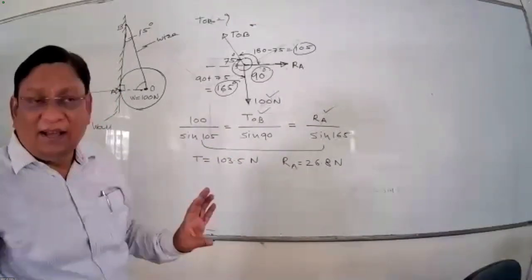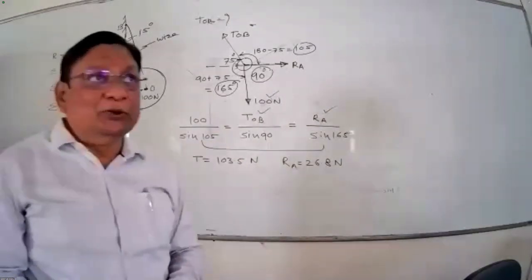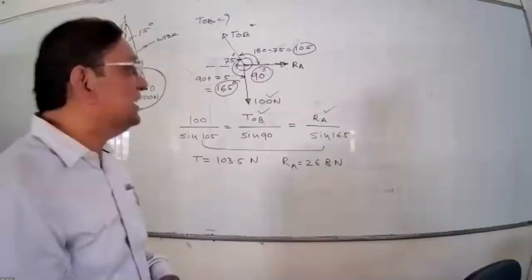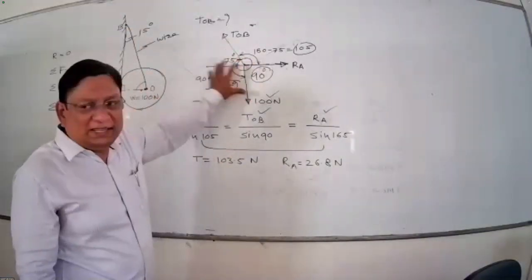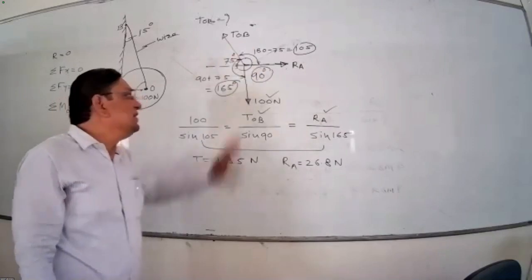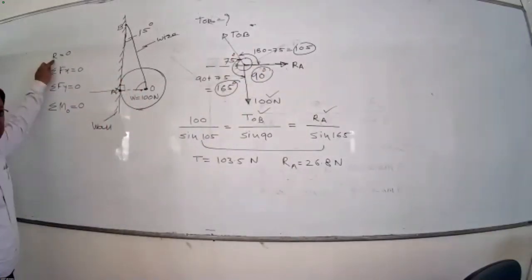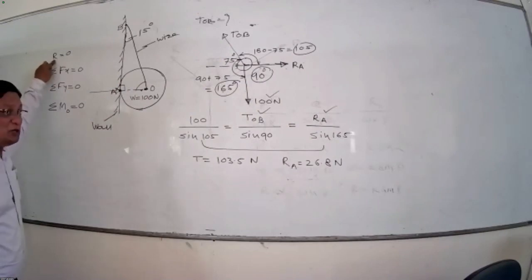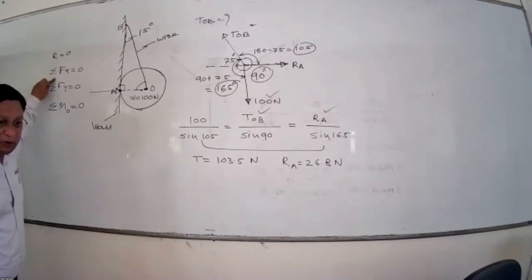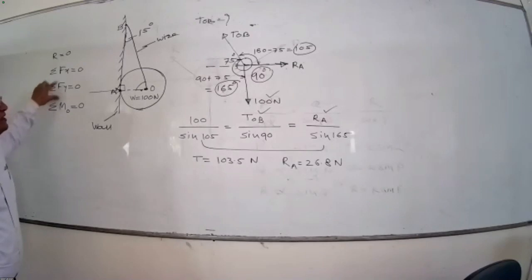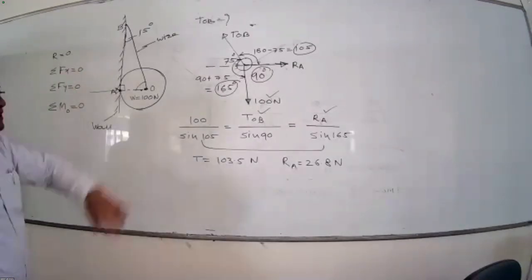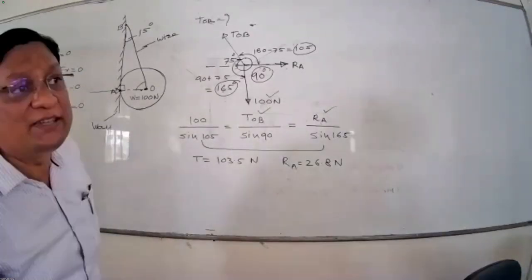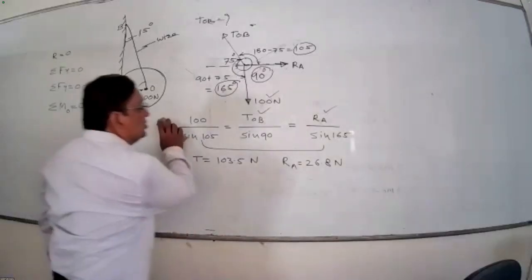The alternative method I will tell you. Now I am saying the body is in equilibrium. So as the body is in equilibrium, the condition is that the resultant of the system has to be equal to 0. And the resultant being 0 means summation of Fx is equal to 0 and summation of Fy is equal to 0, because this is a concurrent force system. So you can apply these conditions. How to apply them, I will tell you.